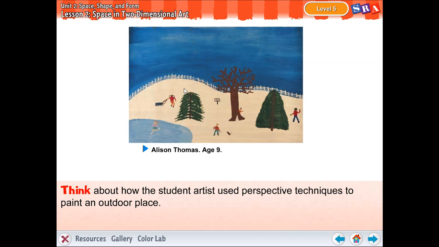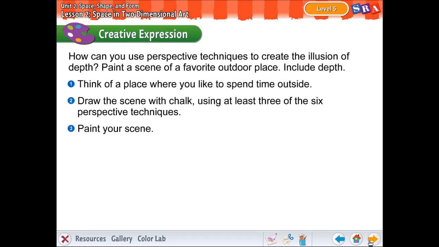And then they could have made, see how the people are the same size? She could have made these people a little bit smaller. She did do right with the fence in the background, made that smaller, but it would have been better if she made these people bigger, and then it went from, let's think, large, medium, small towards the background. But that's pretty good. So one of the things you could do if you wanted to is, if you have some supplies at home or if you want to try drawing it, how can you use perspective techniques to create the illusion of depth? Create a scene of your favorite outdoor place, including depth.